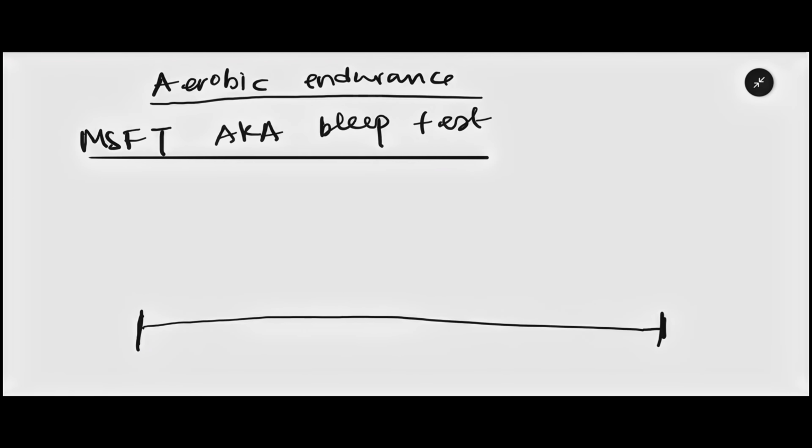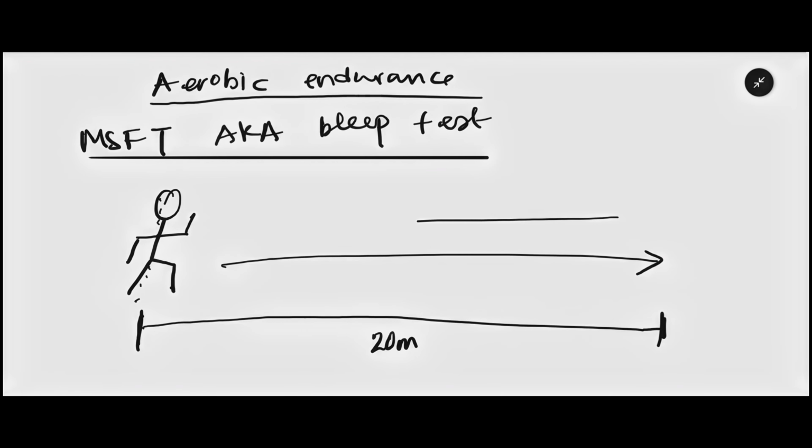You have a flat surface and you have cones marking out the distance. So the standard distance is 20 meters. You have all the participants lined up on the starting line. Let's just draw one participant here just for the simplicity of explaining it. They're gonna run up and down this distance, making sure that they finish 1 lap.